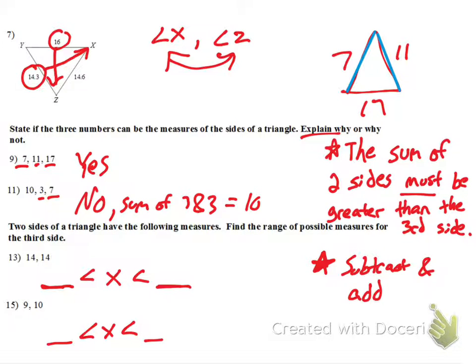So with these two numbers here, you do 14 minus 14, that's going to give you 0. And then 14 plus 14 is going to be 28. And that's your answer right there. That's your final answer. And in 15, what you want to do is take the biggest number minus the smallest number. So, for example, you wouldn't want to do 9 minus 10. You'd want to do 10 minus 9. So it'd be 1. And then 9 plus 10 is 19. And that's it.